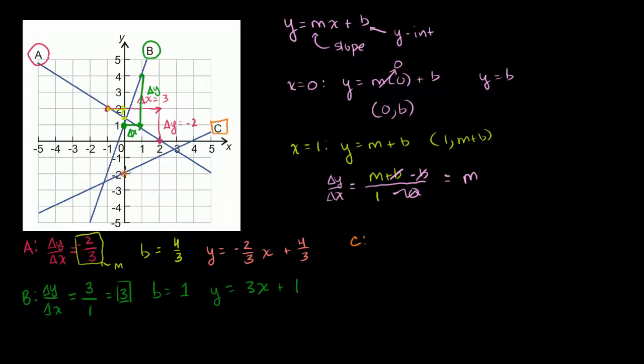You see immediately the y-intercept, when x is equal to 0, y is negative 2. So b is equal to negative 2. And then what is the slope? m is equal to change in y over change in x.